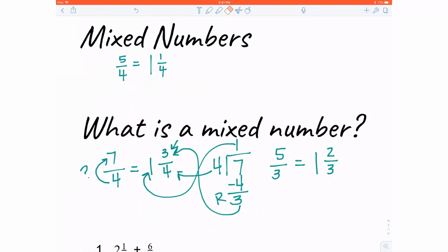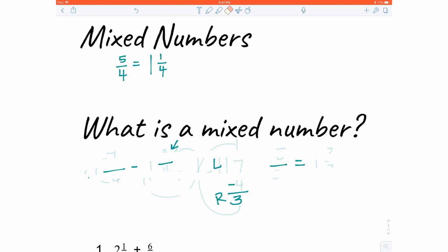Now, how do we switch back? Let's make some space here. I ran out of space. How do we switch back from a mixed number to an improper fraction? Well, it's pretty simple. Actually, it's easier than making a mixed number out of an improper fraction. It's easier to go back.